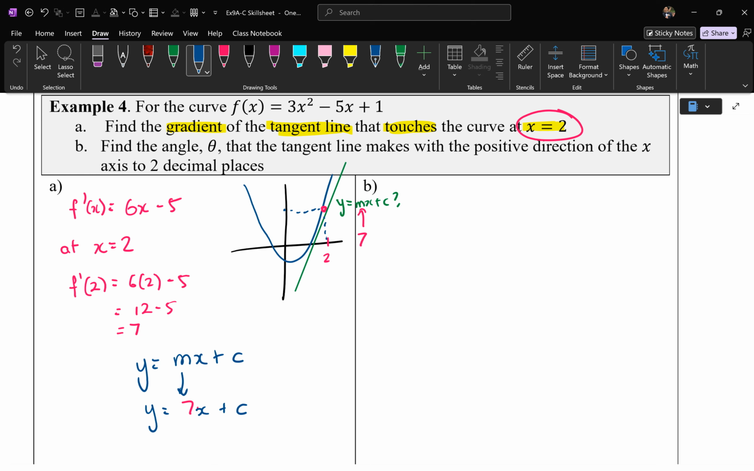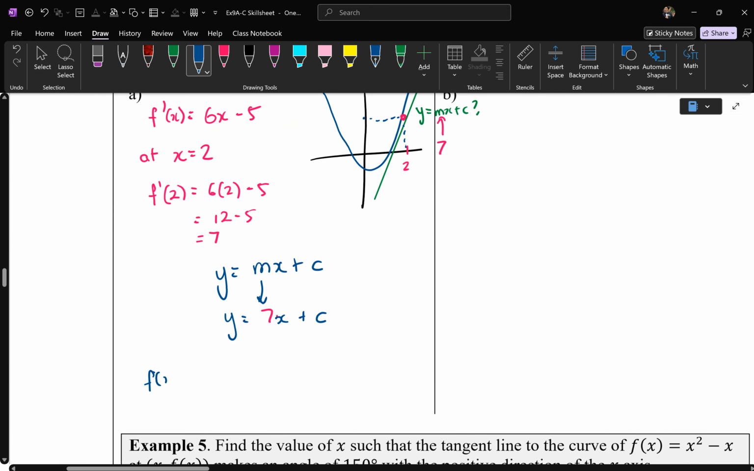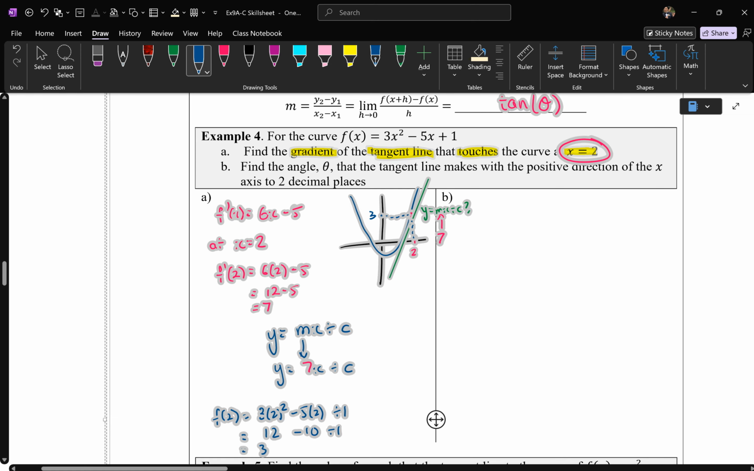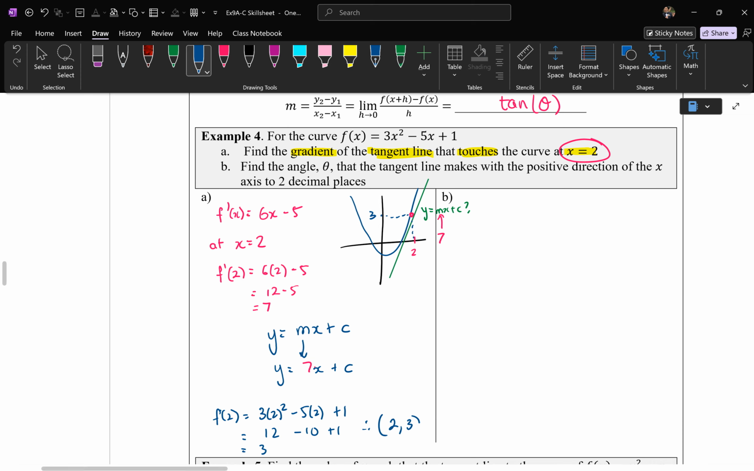Yeah, because the original equation, f of x, 3x squared, was the quadratic. So at x equals 2, you can sub 2 in to find out what the y value is on the parabola. So here we go. To find the coordinate, you need to first find what f of 2 equals. So that becomes 3 times 2 squared minus 5 times 2 plus 1. 4, 12 minus 10 plus 1. And that's 3. So that tells me now I've got the point. When x is 2, y should be 3.